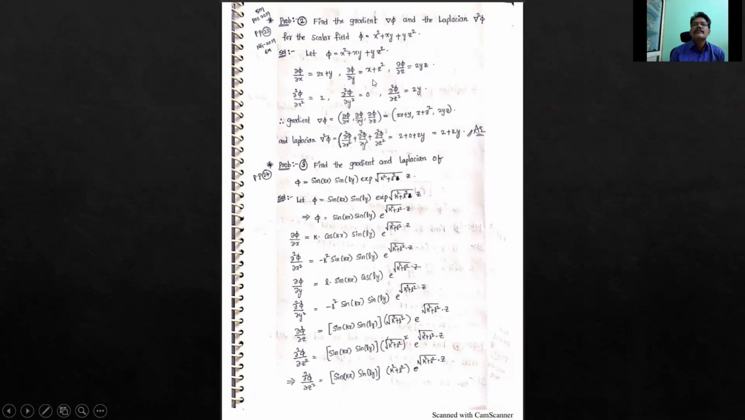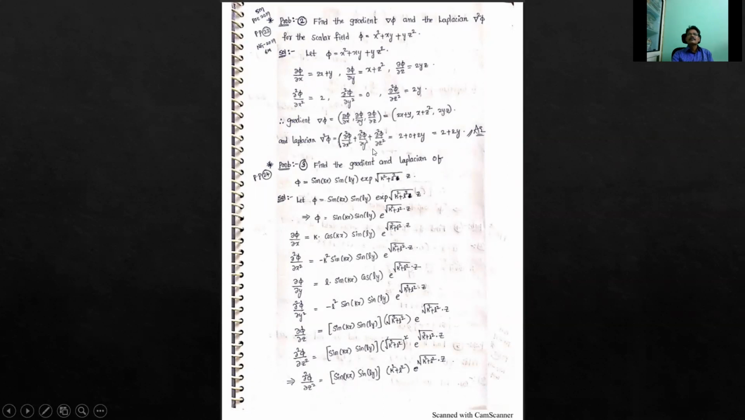∂φ/∂y: with respect to y, x² is 0, xy gives x, and yz² gives z², so ∂φ/∂y is x + z². And ∂φ/∂z is 2yz. Again differentiate with respect to x: ∂²φ/∂x² equals 2, ∂²φ/∂y² equals 0, ∂²φ/∂z² equals 2. So finally, grad phi means (2x + y, x + z², 2yz).